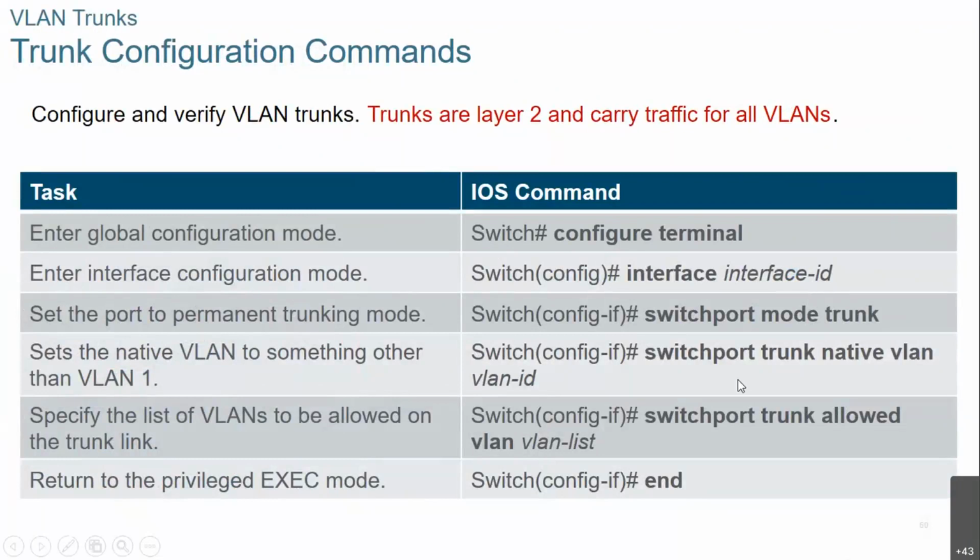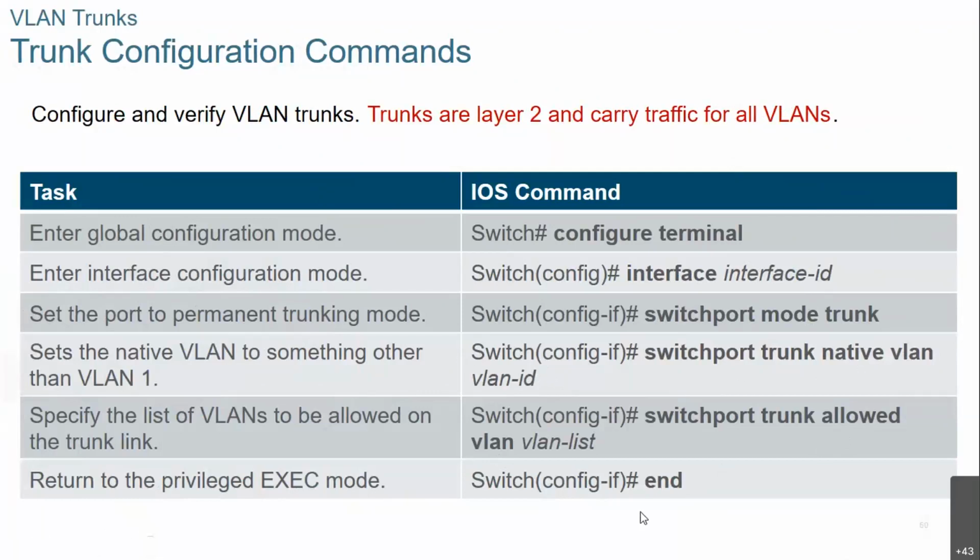Then, switchport trunk native VLAN and then the VLAN ID. So set the native VLAN to something other than VLAN 1. This is also for security reasons. Switchport trunk allowed VLAN. These are the VLAN IDs that you are going to allow to go through the trunk.